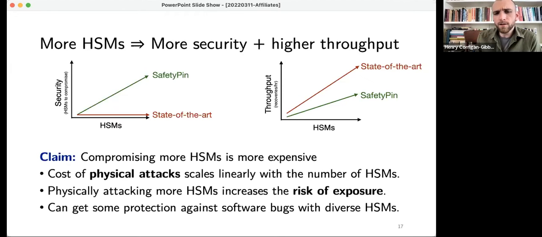And this is all premised on the idea that compromising more HSMs is more expensive for the attacker. And we think that's true because the cost of physical attacks that are needed to extract secrets from these hardware devices essentially scales linearly with the number of HSMs. So physically extracting secret keys seems to take a lot of time, and extracting a lot of secret keys will take a lot of time.